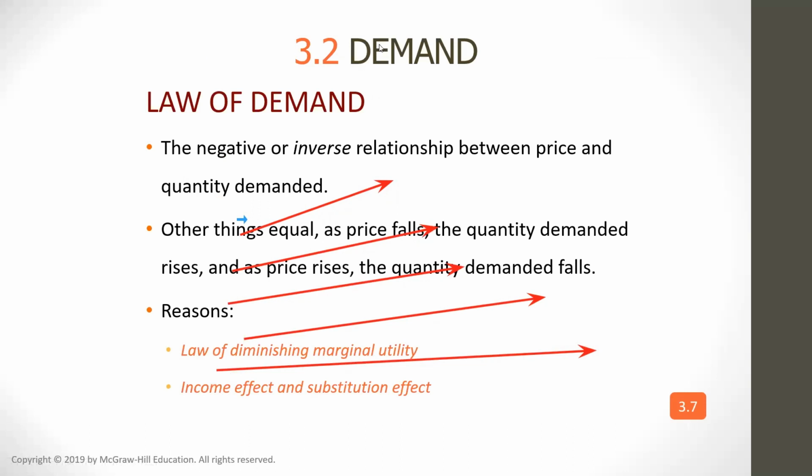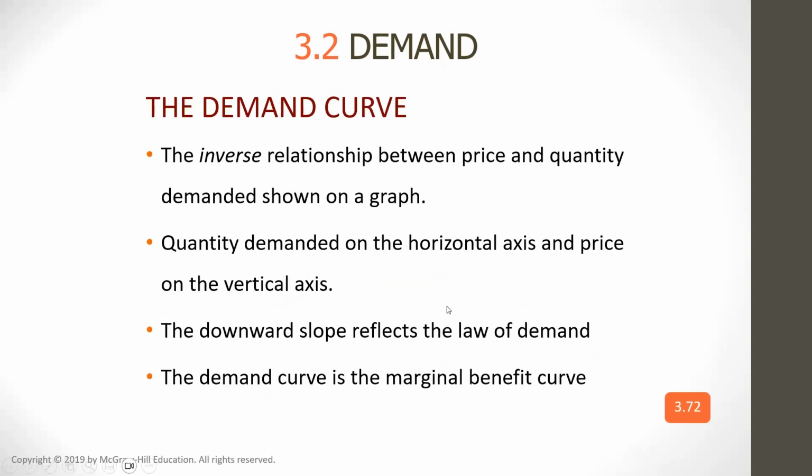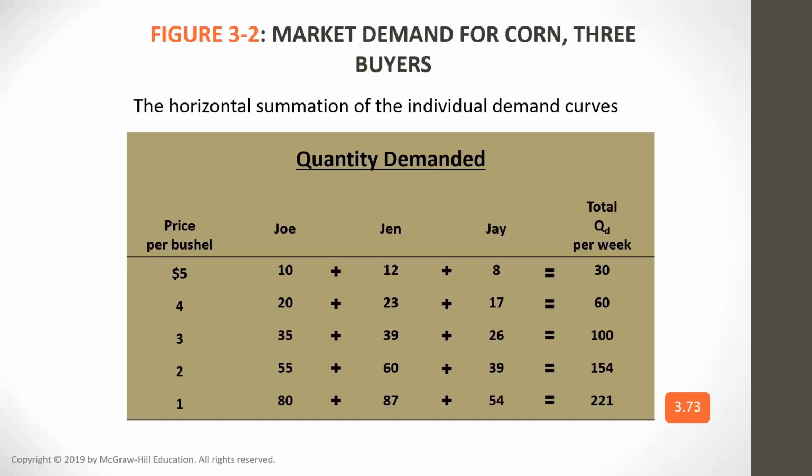So the law of demand is the negative or inverse relationship between price and quantity demanded. Other things equal, as price falls, the quantity demanded rises, and as price rises, quantity demanded falls. The reasons are the law of diminishing marginal utility, the income effect, and the substitution effect. The demand curve is the inverse relationship between price and quantity demanded shown in the graph, with quantity demanded on the horizontal axis and price on the vertical axis. The downward slope reflects the law of demand. The demand curve is a marginal benefit curve.